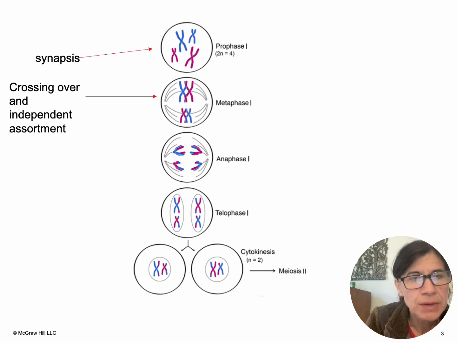Anaphase, the homologous pairs separate. Telophase, right, they start to unravel, the nuclear envelope starts to reform, and by the end of meiosis 1, we have 2 cells with half the number of chromosomes, so now we're back to haploid, right? And there's still duplicated chromosomes, so that's why we need the second division of meiosis.